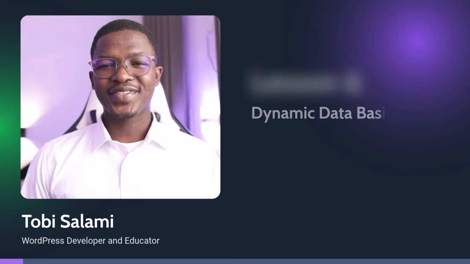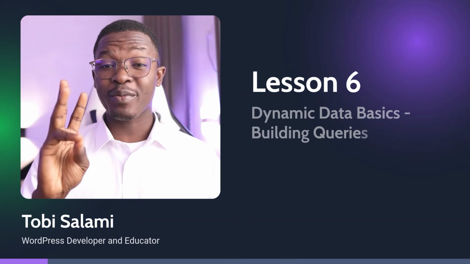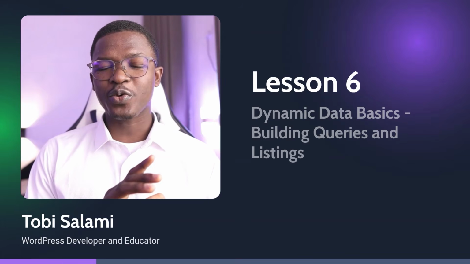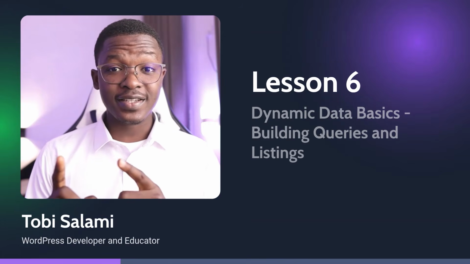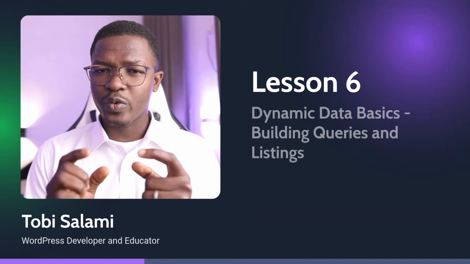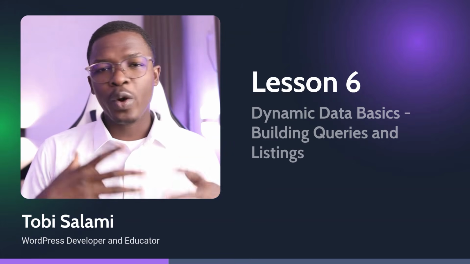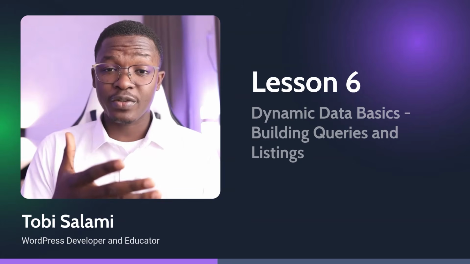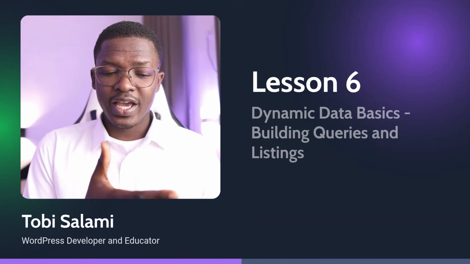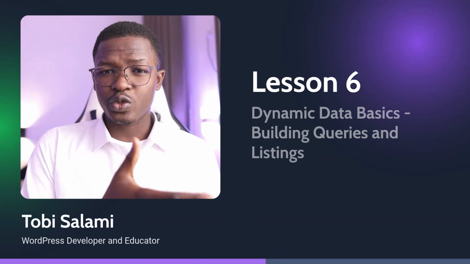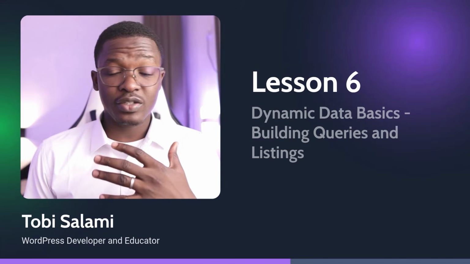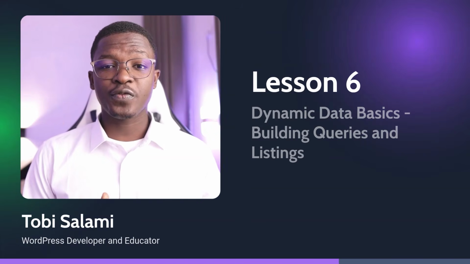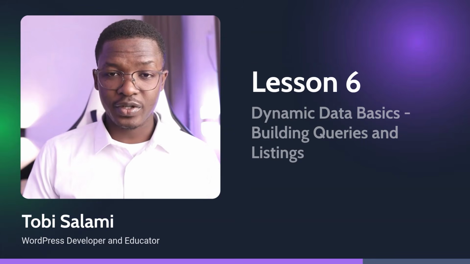Welcome back. This is lesson 6 of the Dynamic WordPress course for beginners. In this lesson, we're going to be talking about queries and listings and how it connects with what we discussed in the previous lesson, where we talked about meta fields and meta boxes, having to add some information to the back end and be able to connect those to the front end so that the client or whoever can manage that in the back end, and it will show just as you fill the data in the front end.